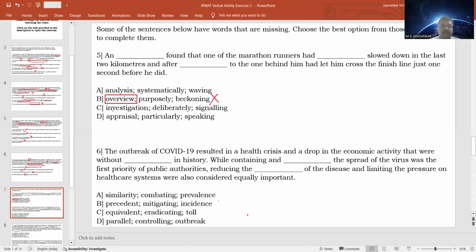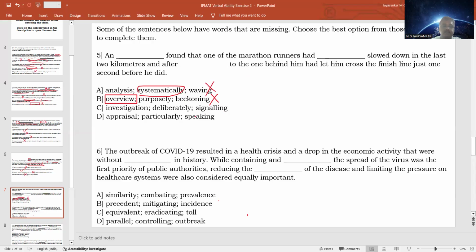Option C, an investigation. They have found that one of the marathon runners had deliberately, yes, with intention or purpose. So he knows what he is doing. He is deliberately allowing the runner behind him to pass or overtake him and finish ahead of him. So deliberately is a better word than systematically. Systematically means following a system; deliberately means he was intentionally doing it. So an investigation is better than analysis. An investigation into the incident found that the runner deliberately slowed down, and after signaling to the one behind him, let him cross the finish line. So this is a better answer than option A, and you can ignore option A.